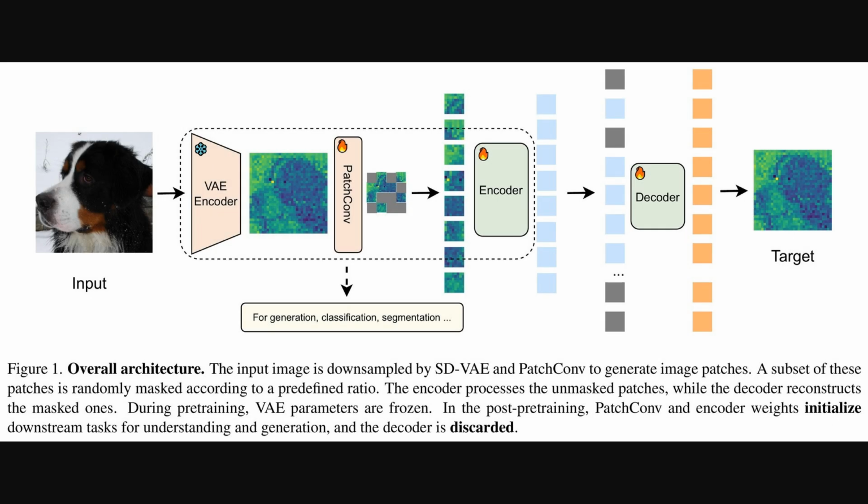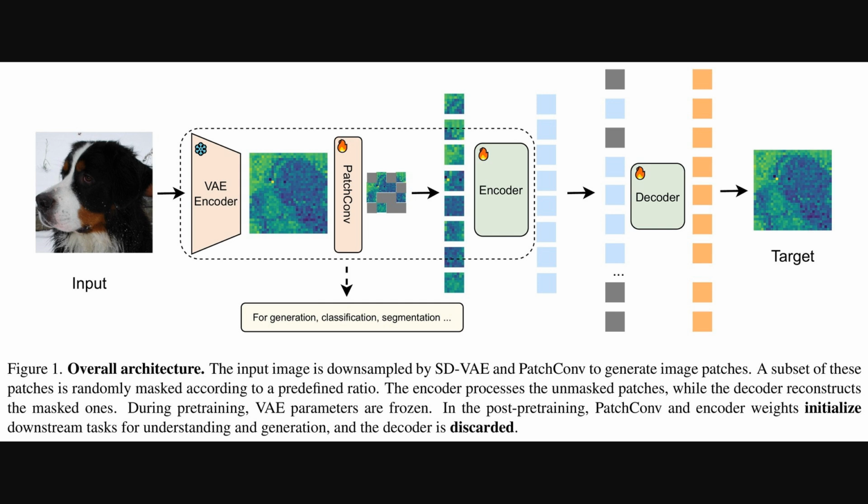Okay, so to get a better picture of how this USP pre-training actually works, let's look at Figure 1. It shows the overall architecture. You see an input image on the left, which first goes through a VAE encoder to get a compressed latent representation. This representation is then split into patches. Now, here's the core self-supervised idea.